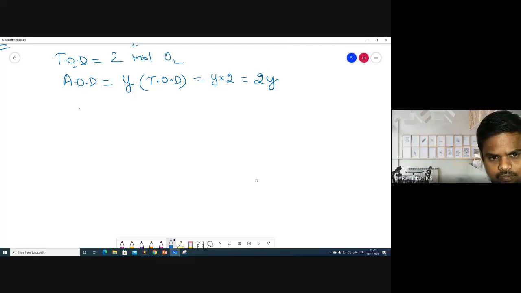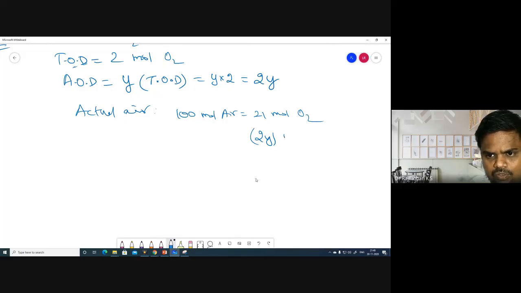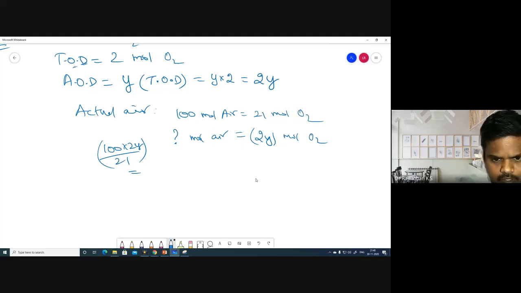Actual air is calculated the same way as in the previous problem. Actual air is 100 moles of air, which will contain 21 moles of oxygen. So here we have 2y moles of oxygen. Therefore, how many moles of air are required? That is 100 into 2y by 21, which is 2y by 0.21. You will get 9.524y as the moles of air required.